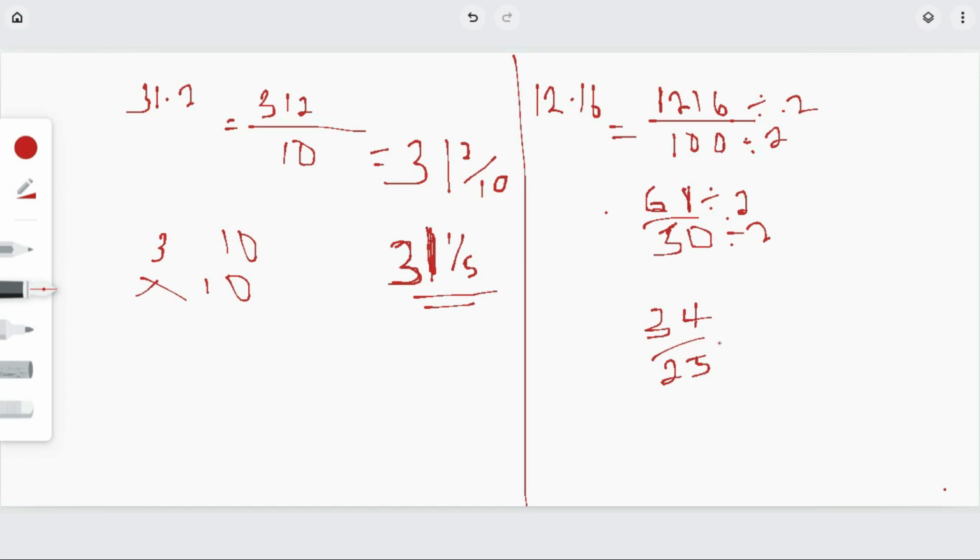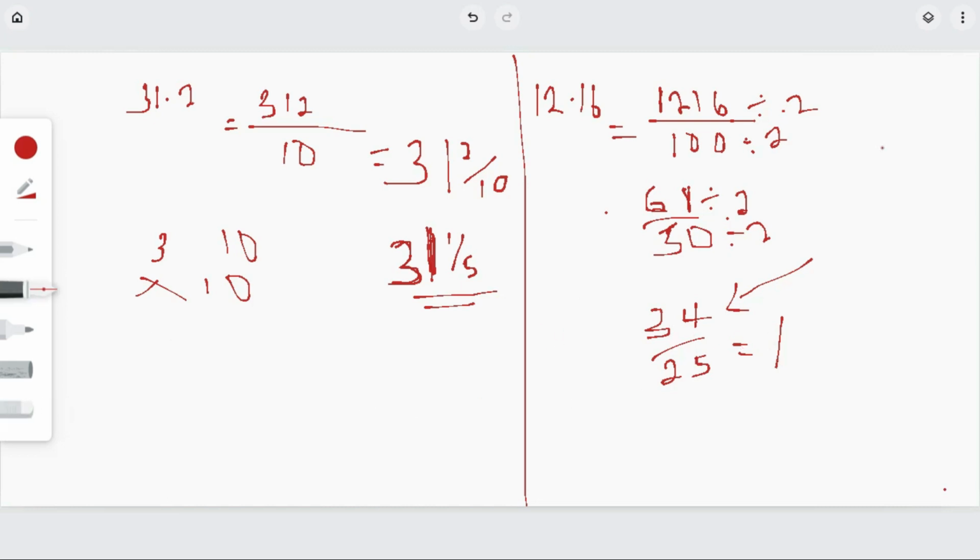So let's now change it to a mixed fraction, because the top number here is bigger. How many 25 can you see in 34? That's one whole number. How did I know that? 25 times 2 is 50. You can remember that one. So let me clear this. Now we have one whole number.